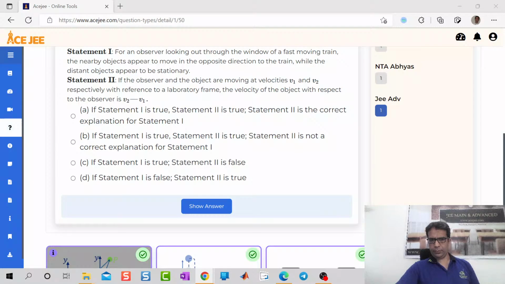So this would be B, right? Statement 1 is true, statement 2 is true, statement 2 is not a correct explanation for statement 1. So let me quickly, just give me a quick second. I'm trying to figure out the previous one. Where is it? No, it does claim that this is right. The 6 kilometers upstream in 6.5 hours.